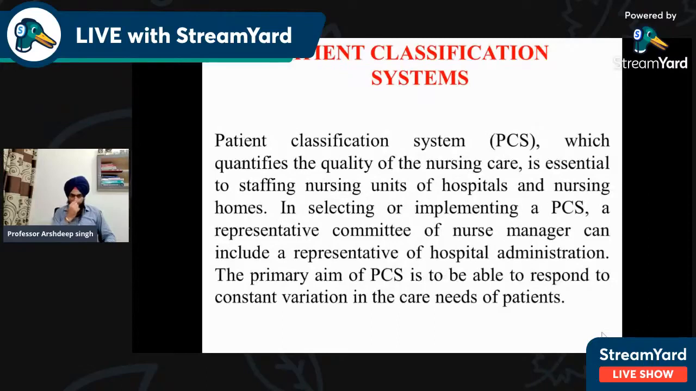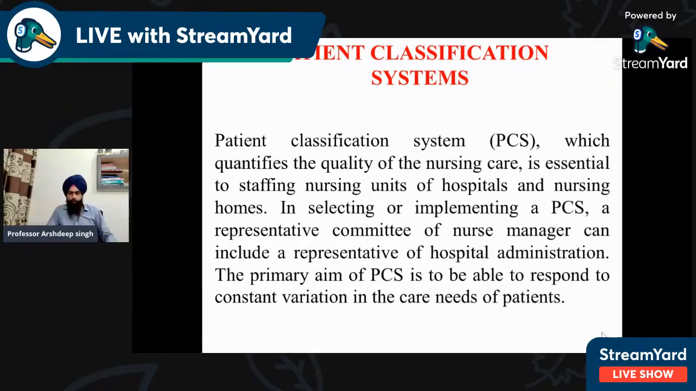Next is the main topic of today's lecture, that is patient classification system. So that is PCS, which quantifies the quality of nursing care and is essential to staffing nursing units of hospitals and nursing homes. Okay, so the patient classification system is the system that quantifies the staff and categorizes the patients according to their needs, so that we can arrange and organize what type of staff is required to provide care to specific patients.